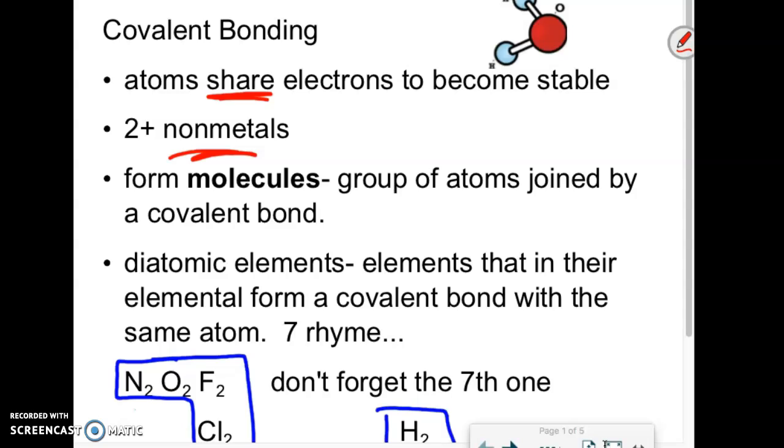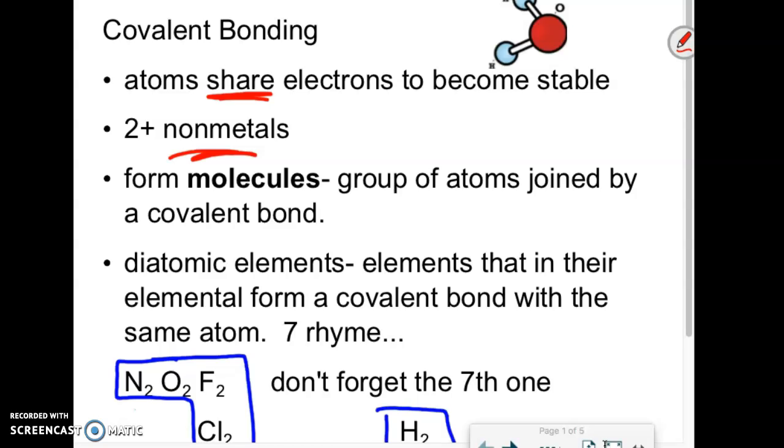Everything is a nonmetal. So that's everything kind of in the right-hand corner of your periodic table that we colored orange, okay? Now, covalent bonds form molecules, and that means it's a group of atoms joined by a covalent bond. So a molecule is a group of atoms joined by a covalent bond.